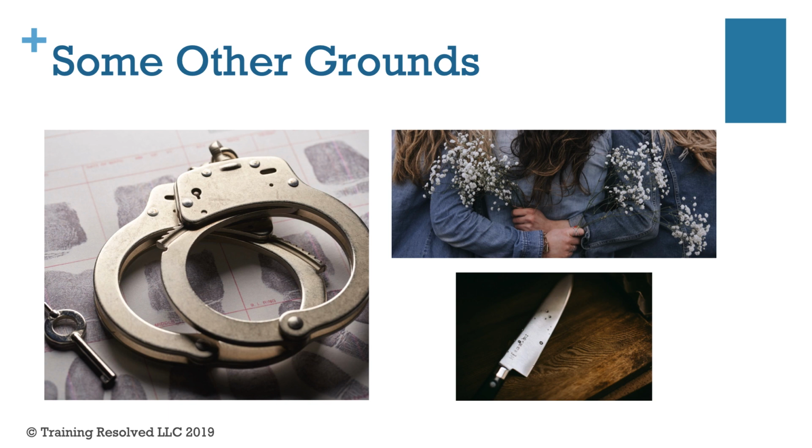Another ground is attempt to kill your spouse. That attempt must be deliberate and malicious. Some examples of that might be trying to run your spouse over with a car, poisoning them, trying to shoot them, or stabbing them with a knife.